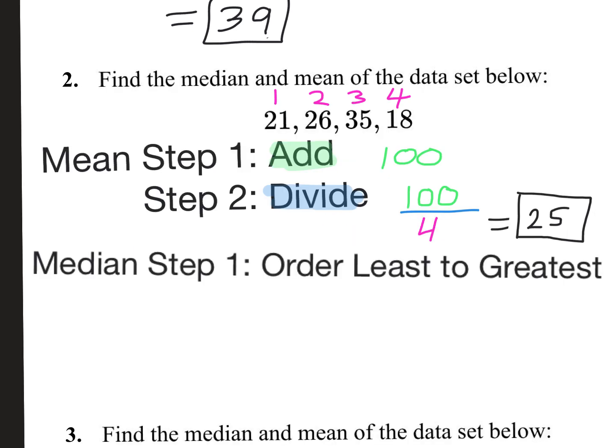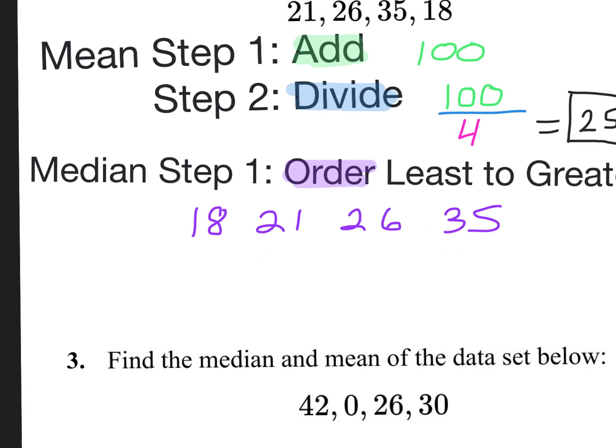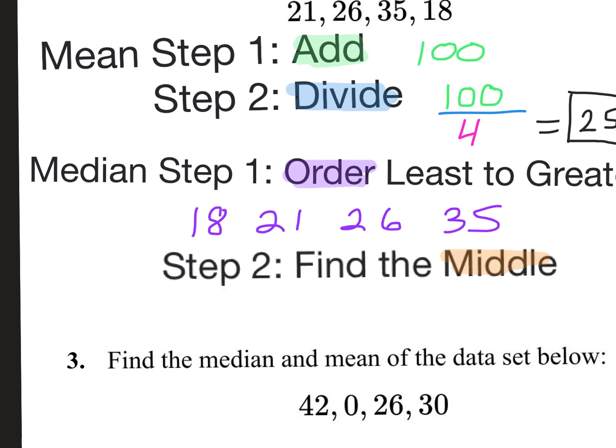For the median, step 1 is to order my data least to greatest. So I'm going to write my numbers in order. So I'm going to say 18 followed by 21, 26 and 35. Now this one's a little different because step 2 tells us that we need to find the middle, but in this example, we don't have just one number in the middle because we have an even number, so we have 2 on this side and 2 on this side.